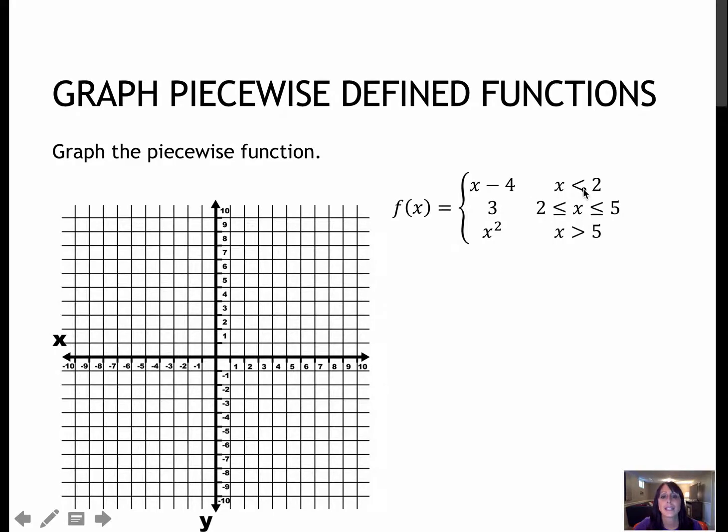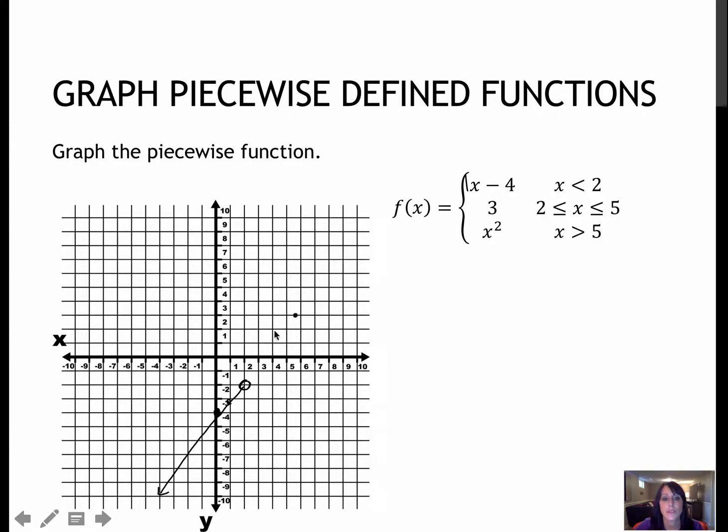So where x is less than 2, I'm using x minus 4. So I'm going to go ahead and plug in 2. If I plug in 2, 2 minus 4 is negative 2. So 2, negative 2 is a point, but it's an open circle there. And if I were graphing this, it would be starting at negative 4 with a slope of 1. So I know that my graph on this side is going to look like that.